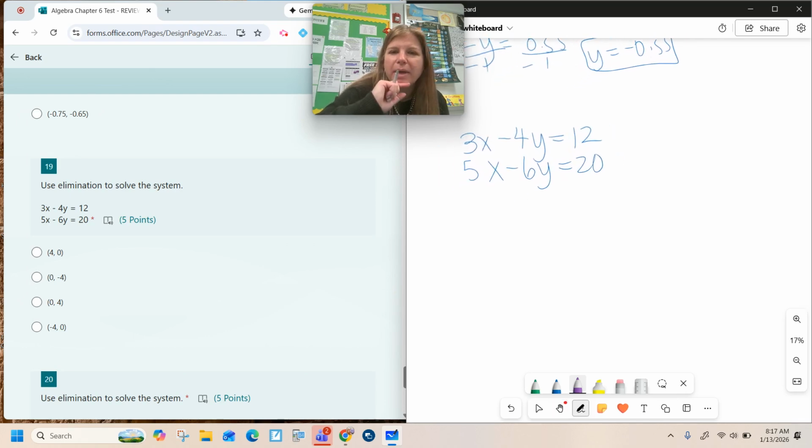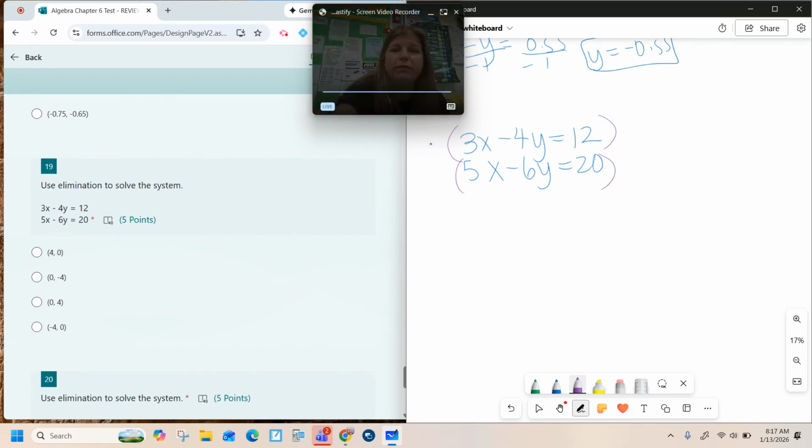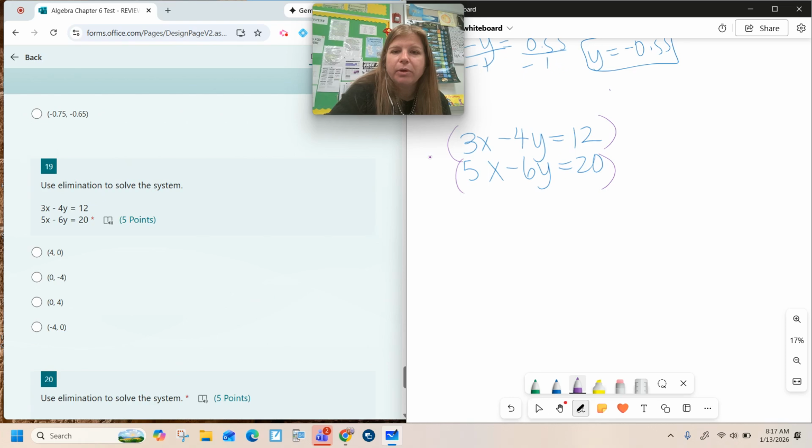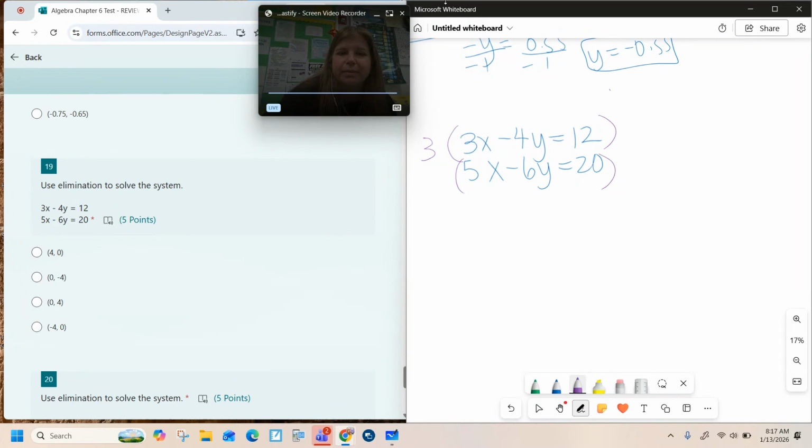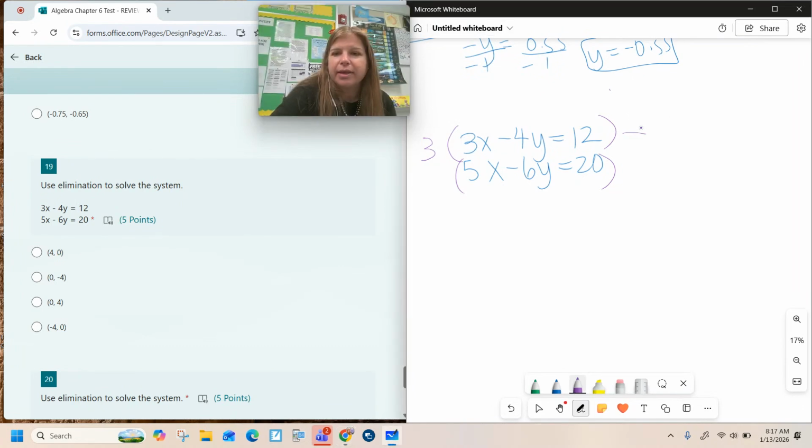Maybe I want my y's to be opposites. So I look at my 4 and my 6, right? Negative 4, negative 6. What can I turn a 4 and a 6 into? What's a common multiple? Then I can have them purposely be opposites. 4 and 6: 12. Okay, what if I multiply my first equation by a 3, so that I get that to become 9x minus 12y equals 36.